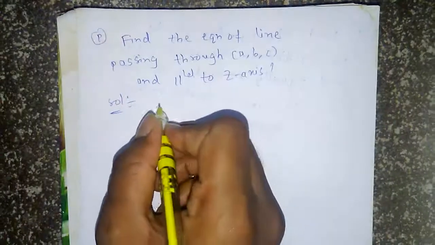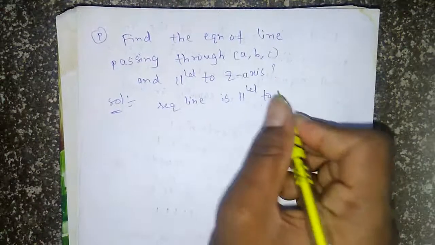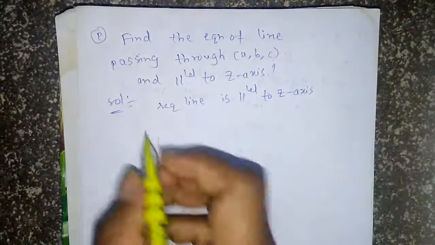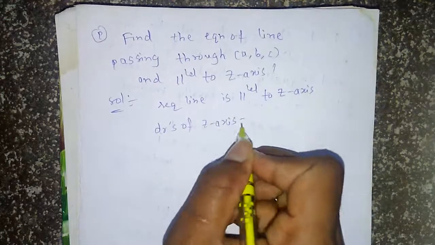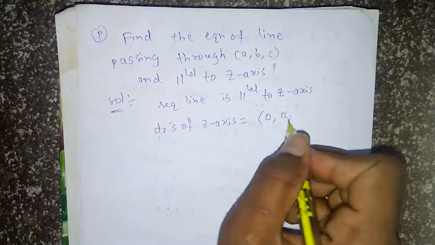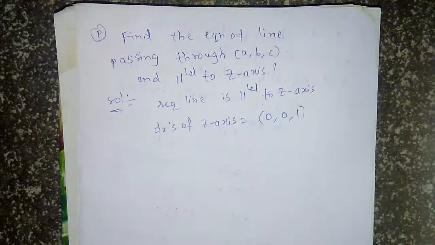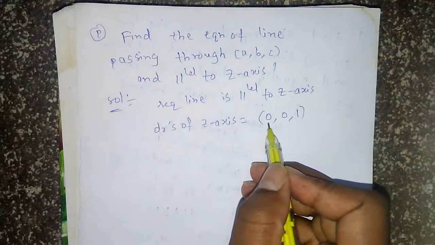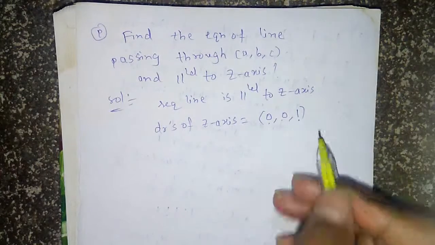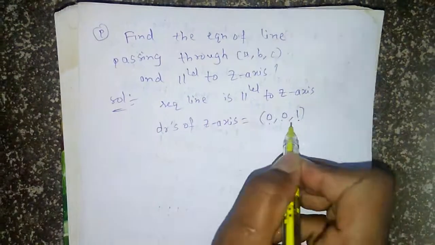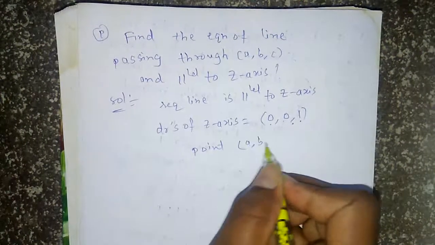So here the required line is given as parallel to the z axis. So what are the direction ratios of the z axis? Direction ratios of the z axis are 0 comma 0 comma 1. So the direction ratio in the x direction is 0, the direction ratio in the y direction is 0, only in the z direction we take 1. So now the parallel DRs are there, and the point is also given, that is a comma b comma c.